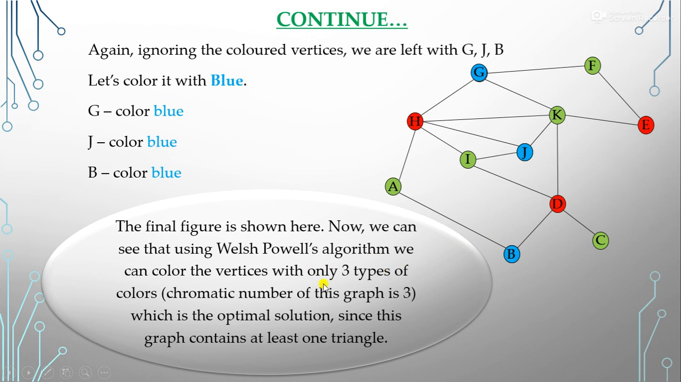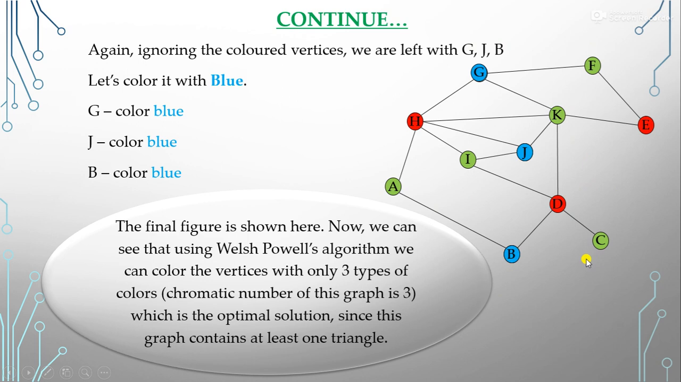So we can see that using the Welsh-Powell algorithm, we can color the vertices. How many colors did we use here? Three. We use 3 colors for the vertices of this graph. So what is the chromatic number of this graph? The chromatic number is 3, because a minimum of 3 colors can be used to color each vertex of the graph. So this is our complete solution.